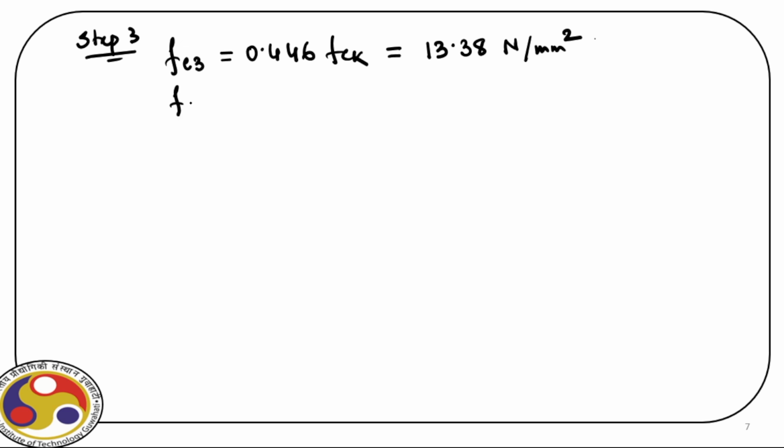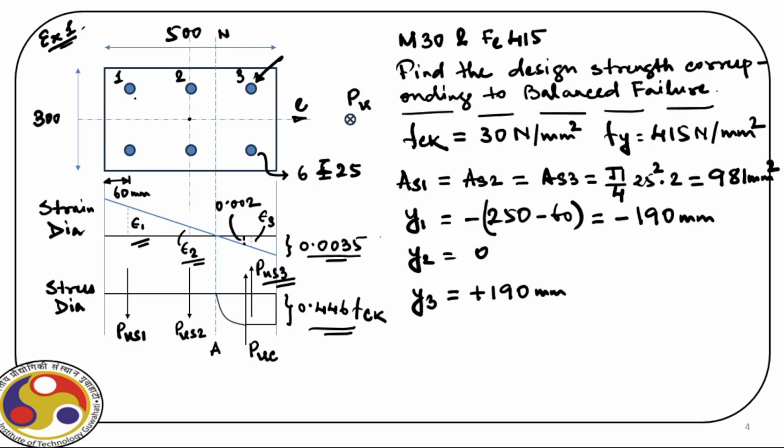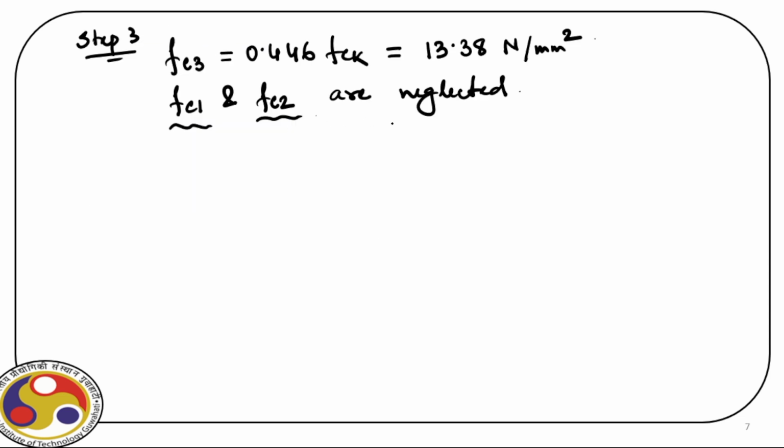Now here you may note that fC1 and fC2 are neglected. Why? Because they are in the tension zone, and in tension we have very small contribution from concrete, and that's why for the steels in the tension zone we neglect fCi values, right?